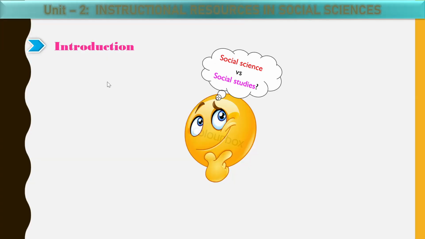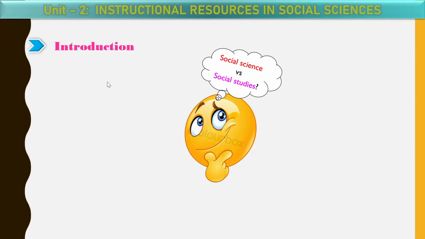So what is the difference? So being a teacher or going to be a teacher, let's understand all this in detail. So let me begin the introduction.